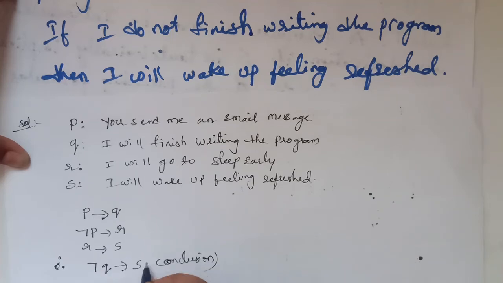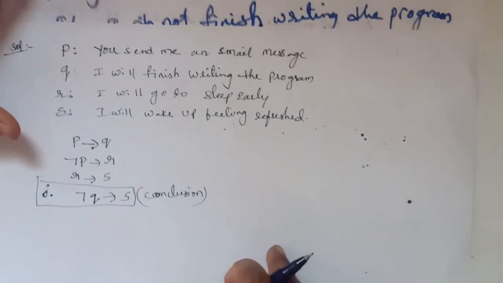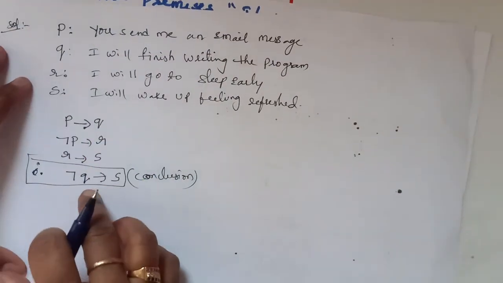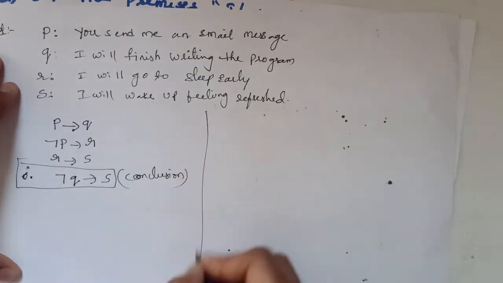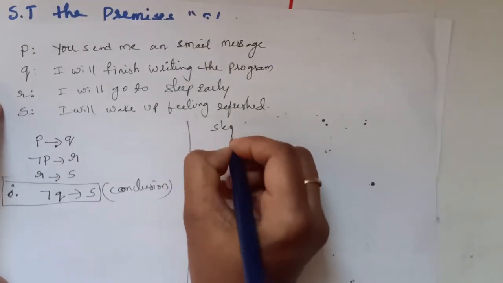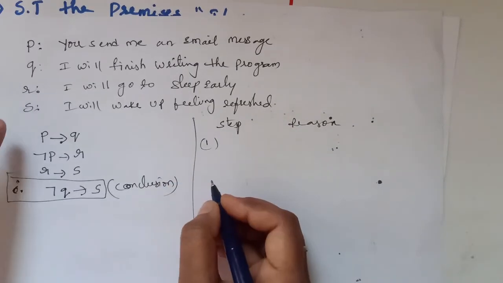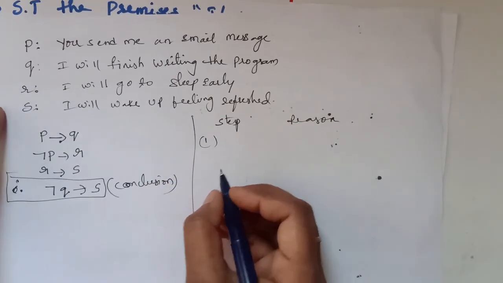Okay, these are the premises. This is the conclusion. You have to derive it now from these premises and show this is a valid conclusion. Step, reason. You can introduce any one of these premises.